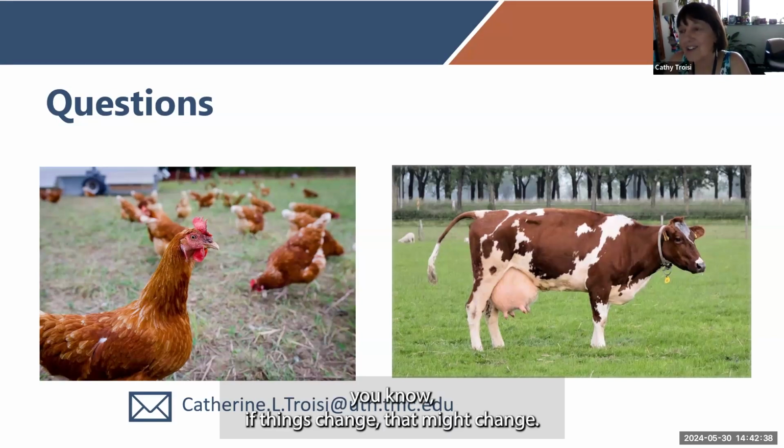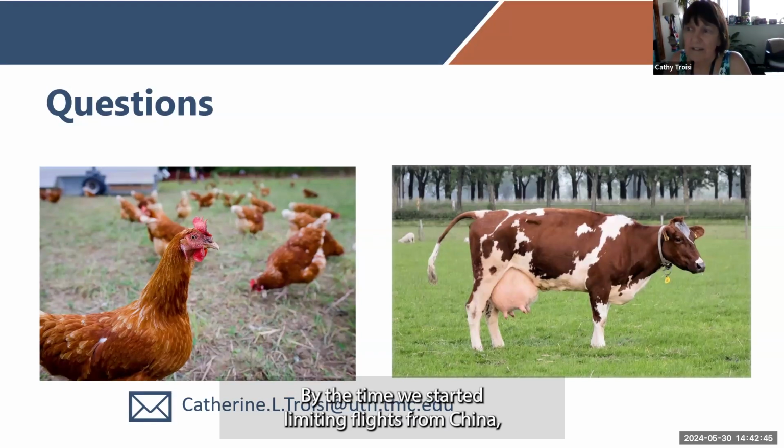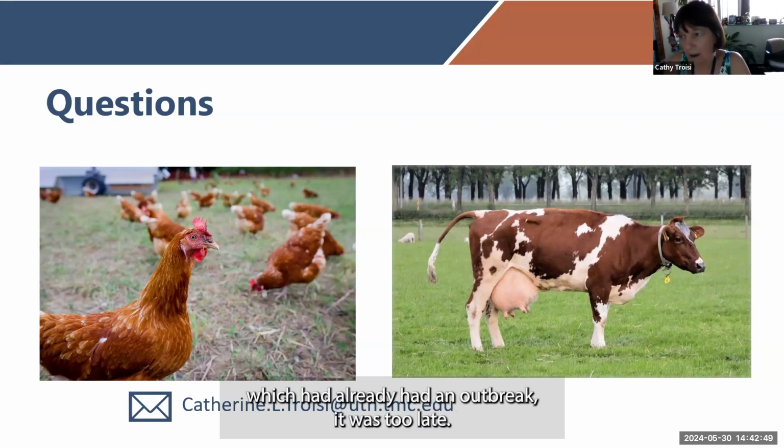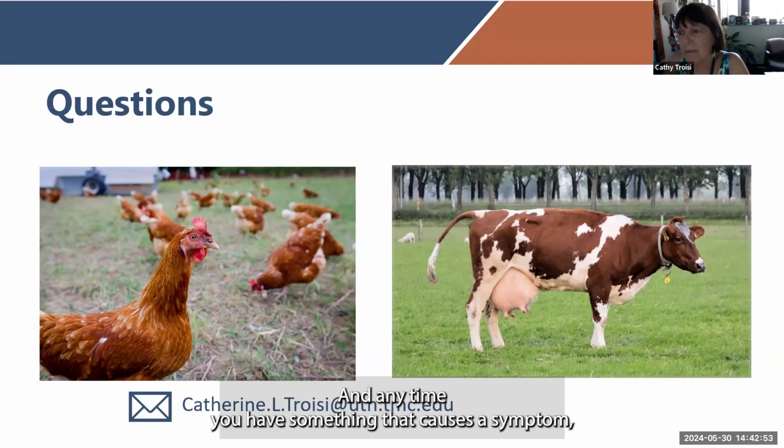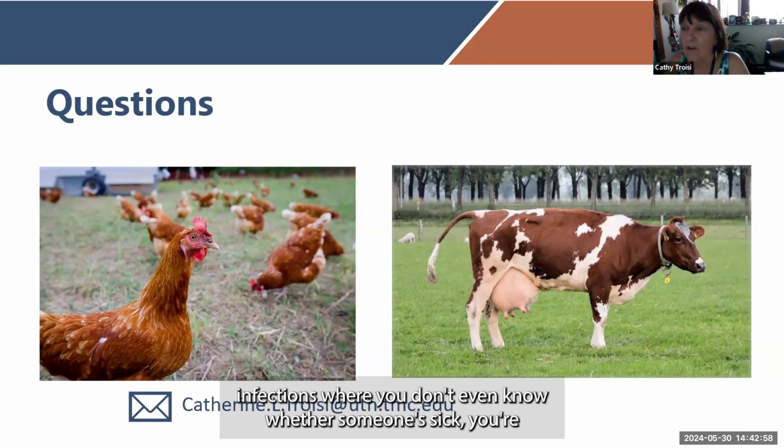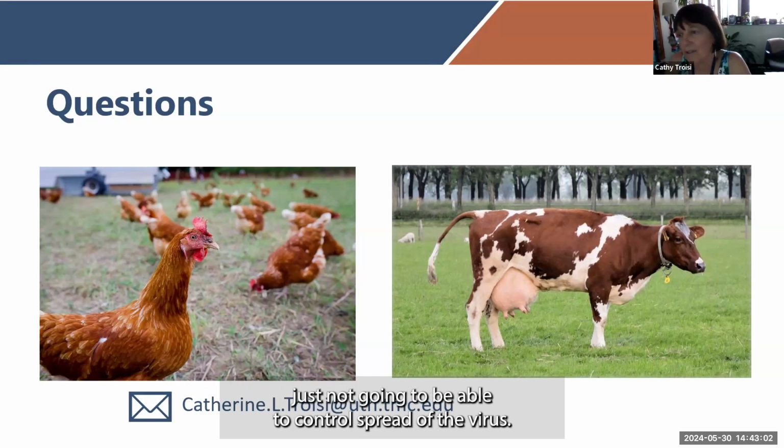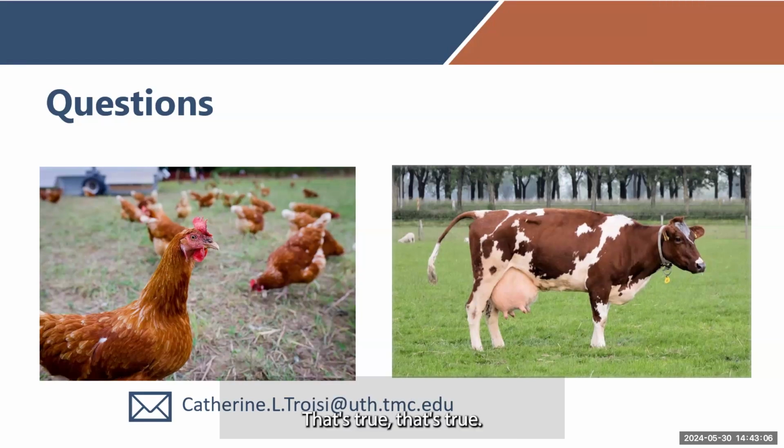If things change, that might change. But again, think back about COVID. By the time we started limiting flights from China, which had already had an outbreak, it was too late. And anytime you have something that causes asymptomatic infections where you don't even know whether someone's sick, you're just not going to be able to control spread of the virus. That's true. Thank you so much.